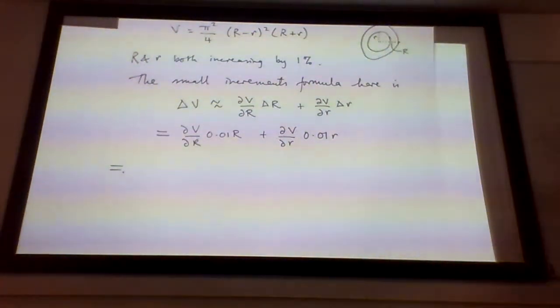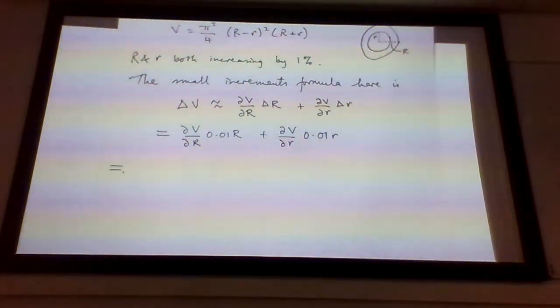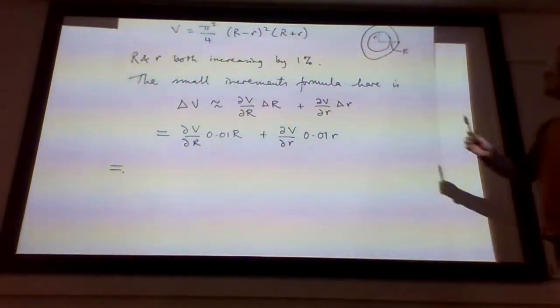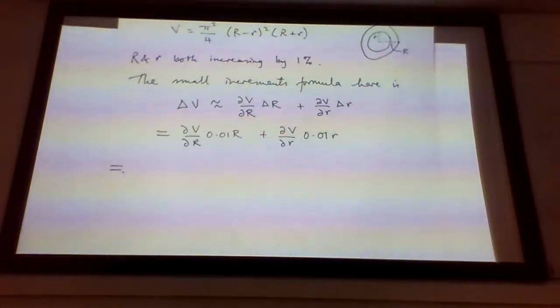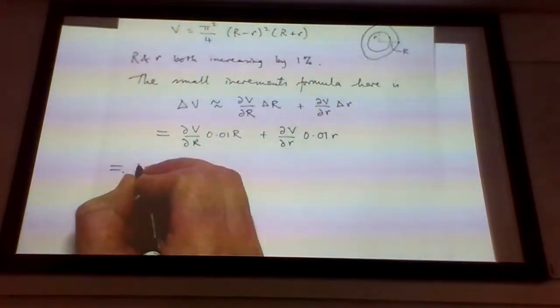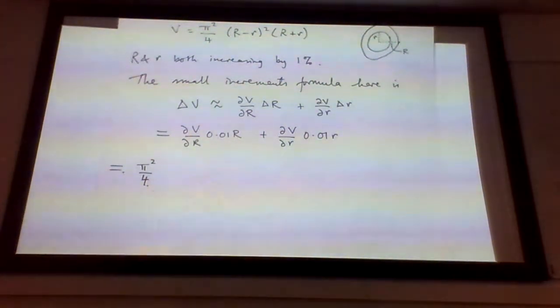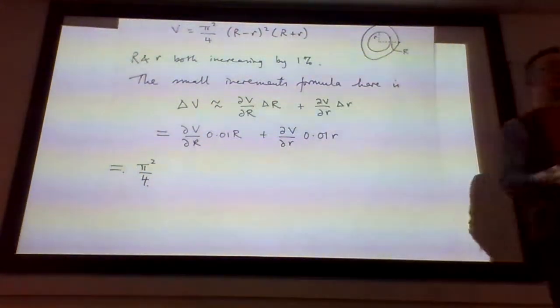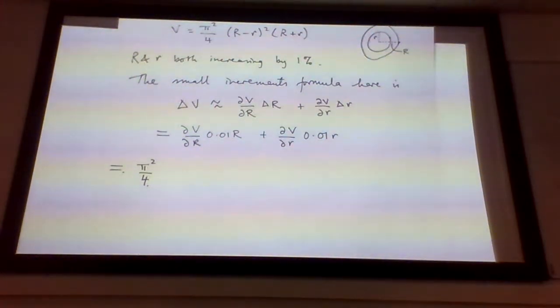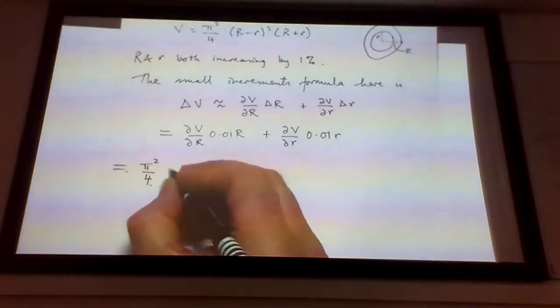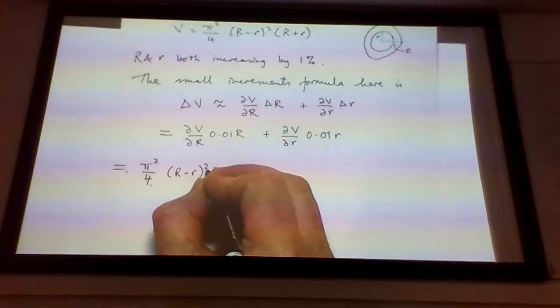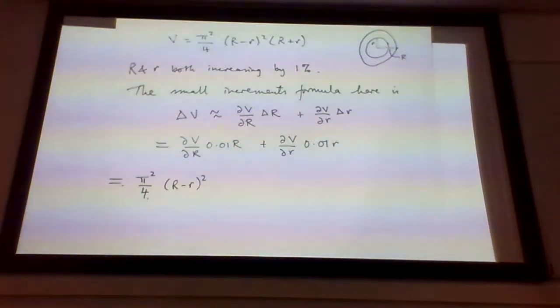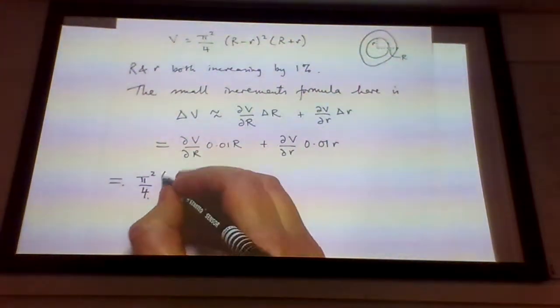Okay, so maybe I'll start going through the solution now. If I want to differentiate V with respect to capital R, I keep pi squared over 4 as a multiple. Then I see two brackets depending on capital R, so I should use the product rule. If I hold the first one the same, I have R minus little r squared, and the derivative of the second bracket with respect to capital R is simply 1, so this gets multiplied by 1.